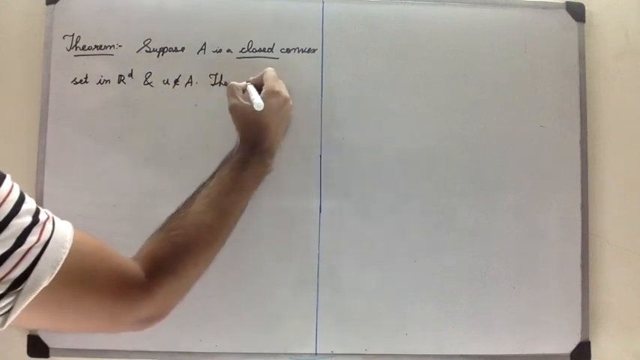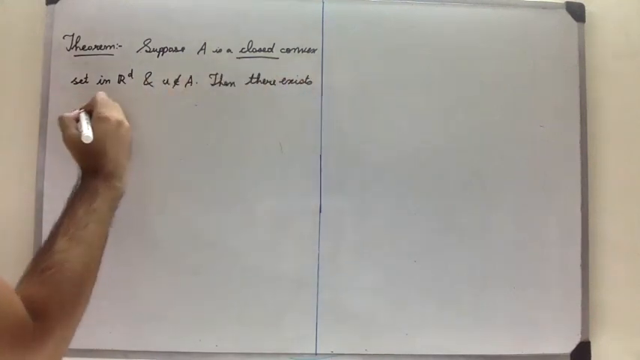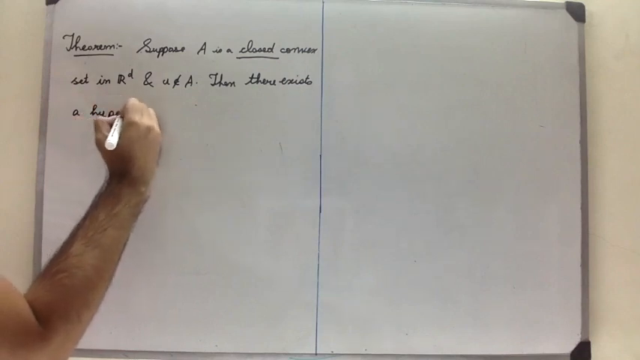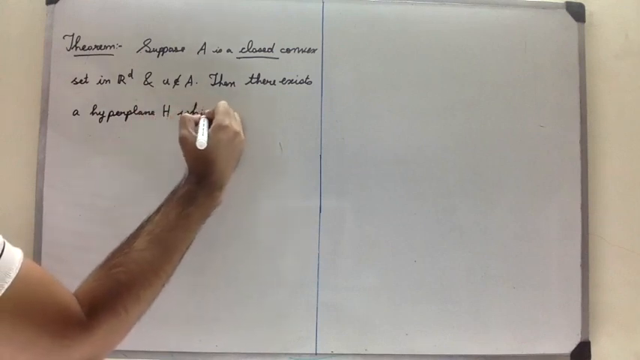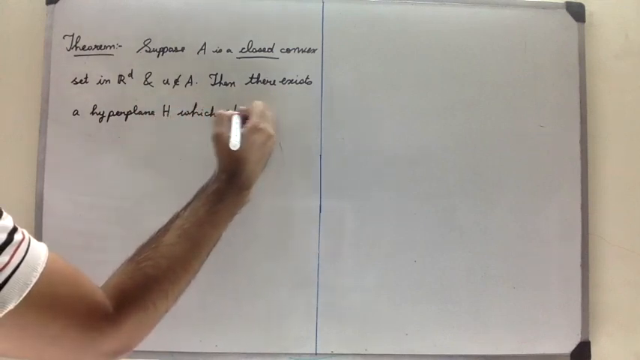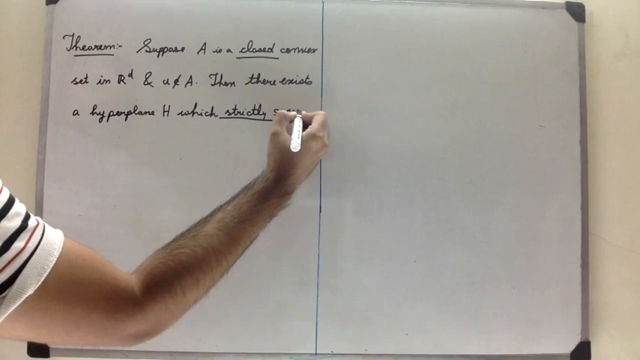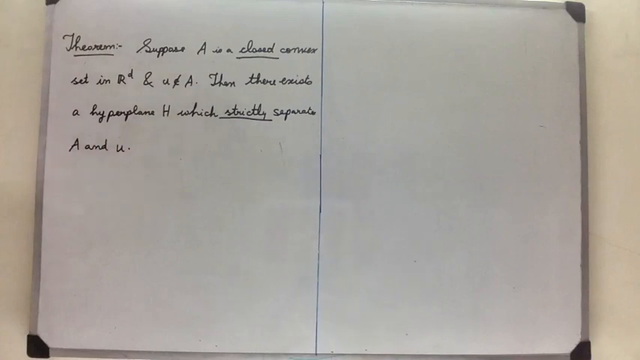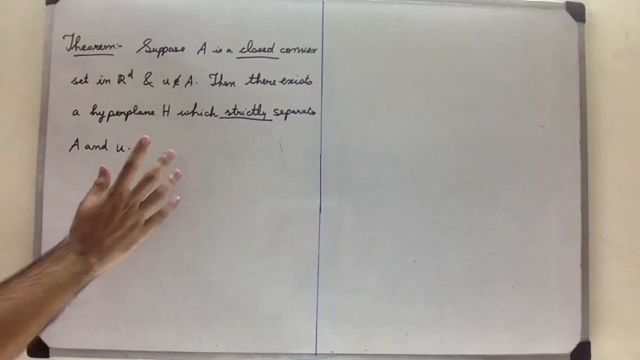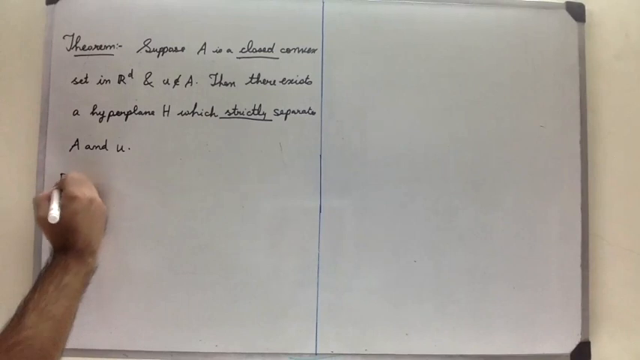Then there exists a hyperplane S which strictly separates, notice this strictly, A and u. So this is classified as a separation theorem, but it's similar to the isolation theorem. Come to the proof.